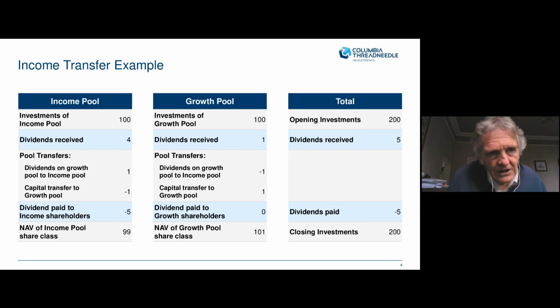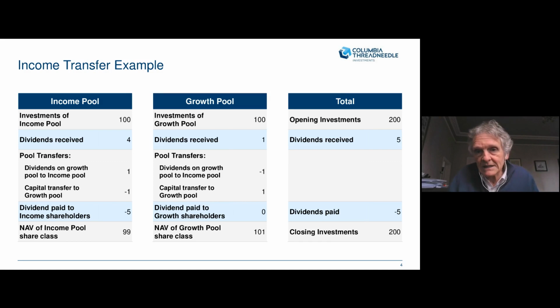So at the start of the year, the income pool, in theory, has a net asset value of 100, a dividend yield of 4. It goes through this income transfer process and it has a dividend yield of 5, but a net asset value of 99. And the reverse is true for the growth pool, and its net asset value at the end of the year is roughly 101. Now that's what happens in theory. It also happens in practice and has been doing so for 16 years.